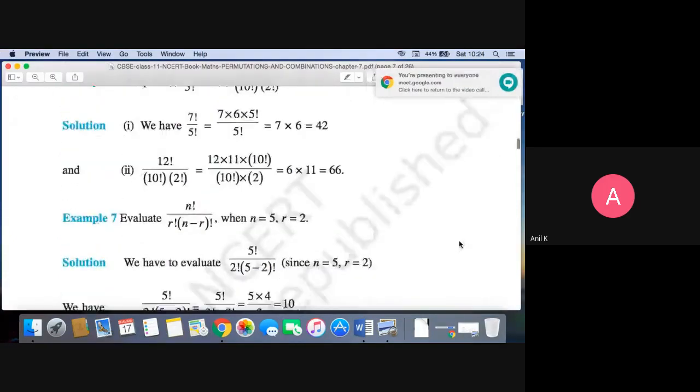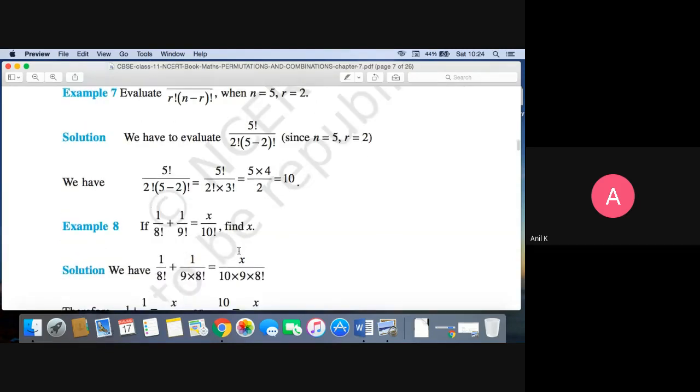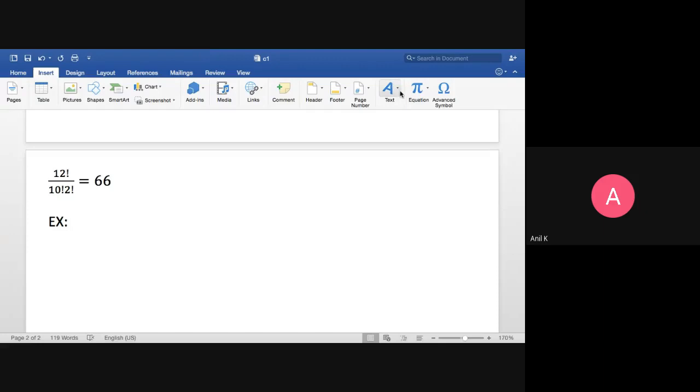So like this we have example 7. They have given n factorial upon r factorial into n minus r factorial, when n equals 5 and r equals 2. Just substitute in the question. You'll get 5 factorial upon 2 factorial into 5 minus 2, that is 3 factorial. So 5 factorial upon 2 factorial into 3 factorial, then simplify. The 8th question I will explain: 1 by 8 factorial plus 1 by 9 factorial. Okay, this answer is going to be 66. Next example we have here is, let me insert the equation.